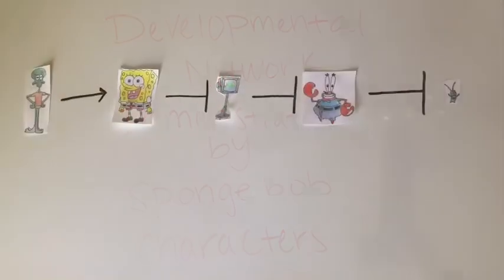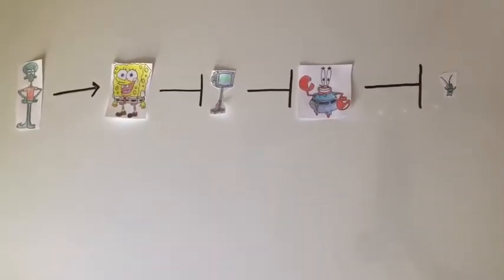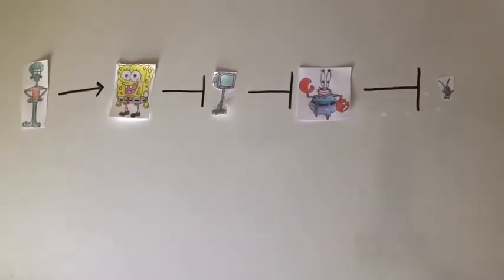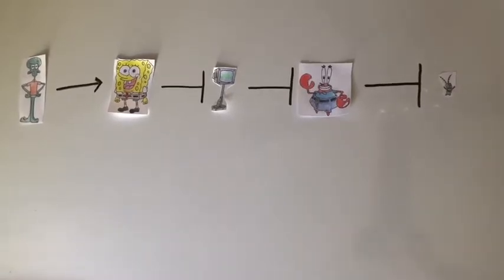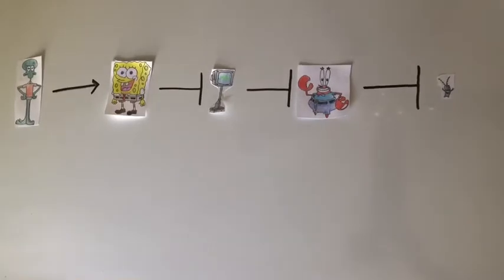So in our network, our pathway shows that Squidward activates or stimulates transcription of SpongeBob. The SpongeBob gene represses the Karen gene. The Karen gene product inhibits Mr. Krabs, and the Mr. Krabs gene represses Plankton, thus defeating him. So in other words, when Mr. Krabs is transcribed, Plankton is defeated and the Krabby Patty formula is saved.